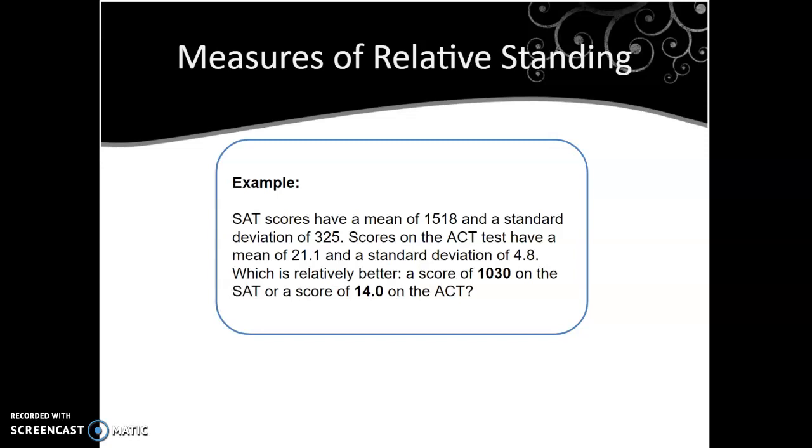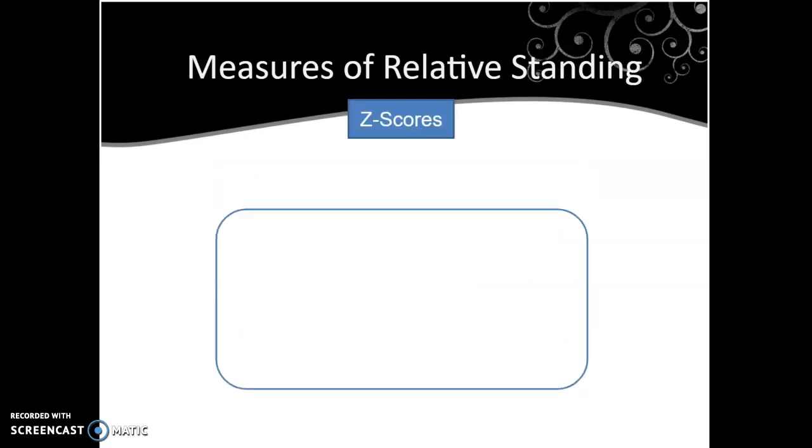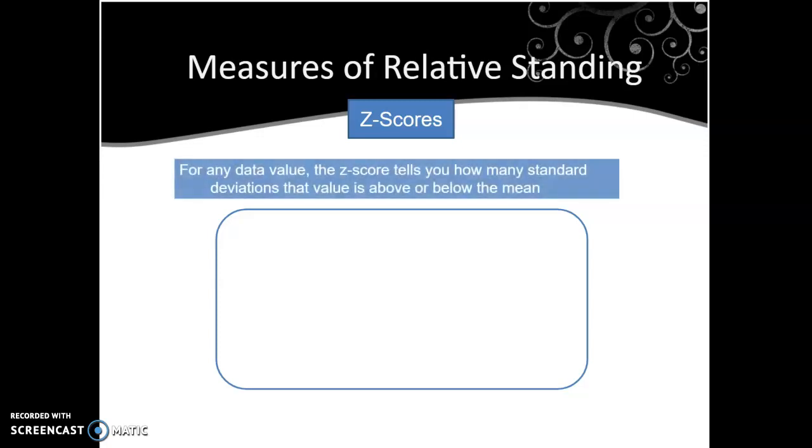So if you are applying to a college, which has a relatively better score, a 1030 on the SAT or a 14.0 on the ACT? One of the things that we're going to talk about in this section will help us compare those two scores, the 1030 compared to the 14.0. What we're going to talk about in this section is a z-score. A z-score, for any data value, tells you how many standard deviations that value is above or below the mean.